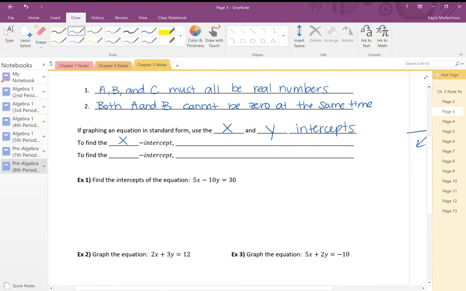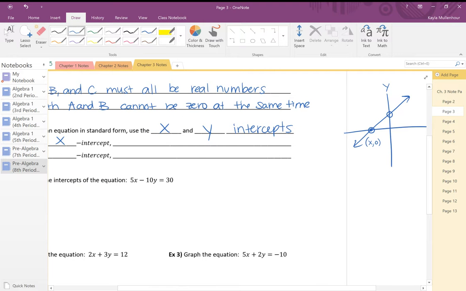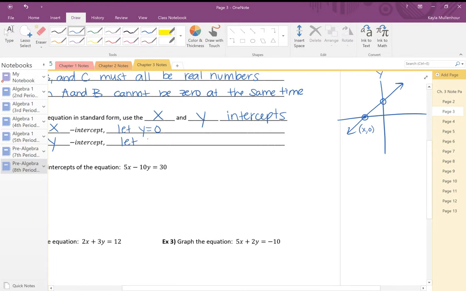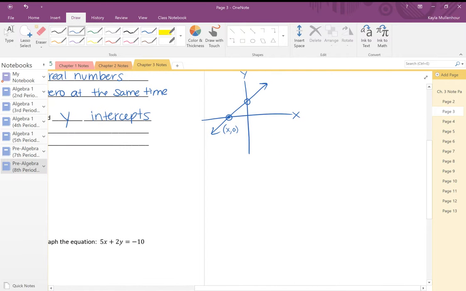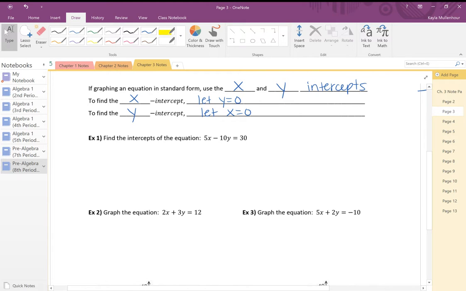To find the x-intercept, if you notice a point that's on the x-axis, its y value is always going to be 0. So in order to find that x-intercept, you're going to let y equal 0 by plugging it in to the equation and then solving for x. To find your y-intercept, you're going to let x equal 0. Because if you look at any point on the y-axis, it has 0 where your x is, and then some number for y.